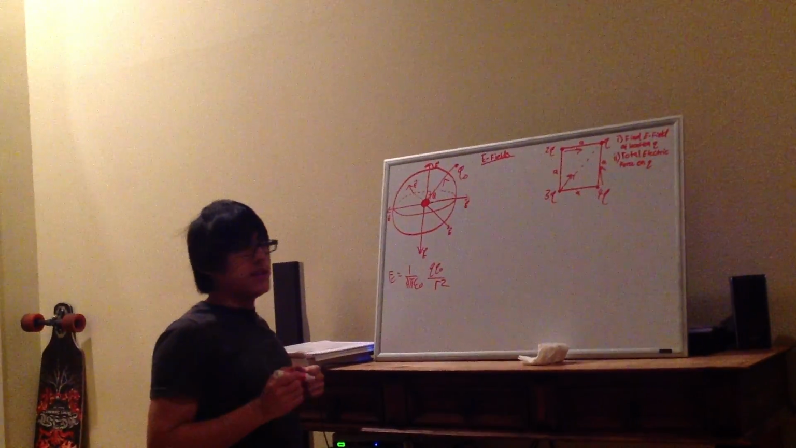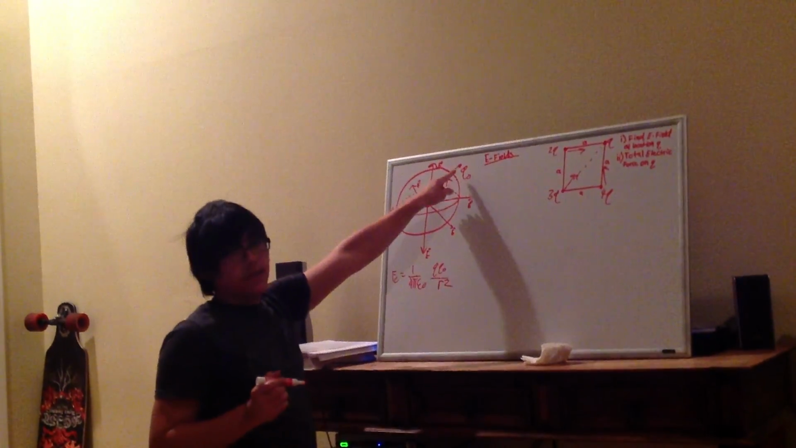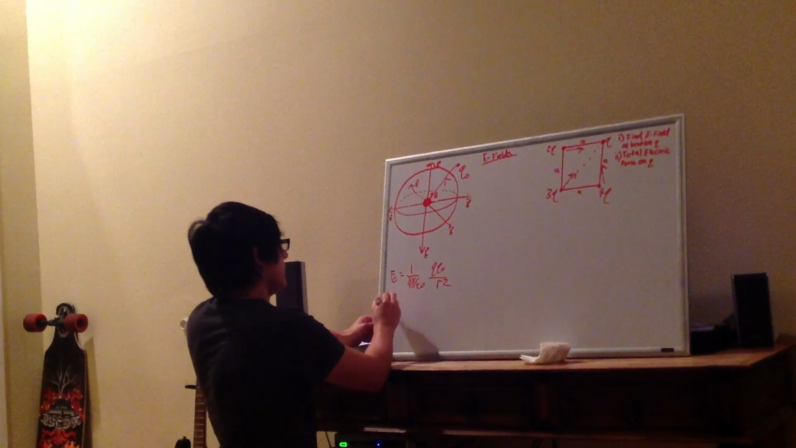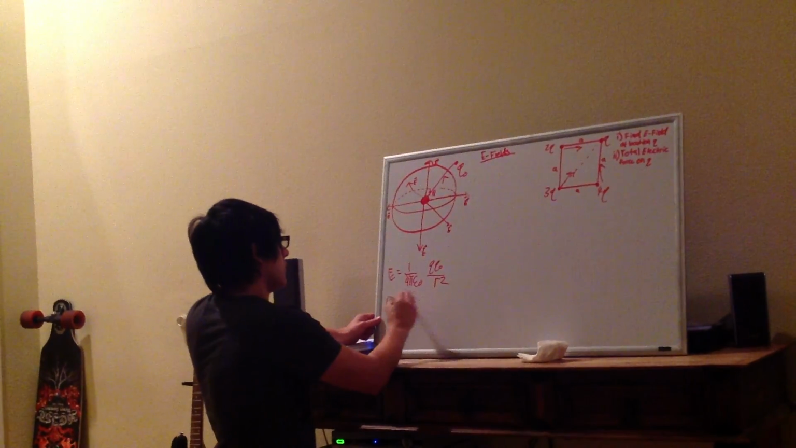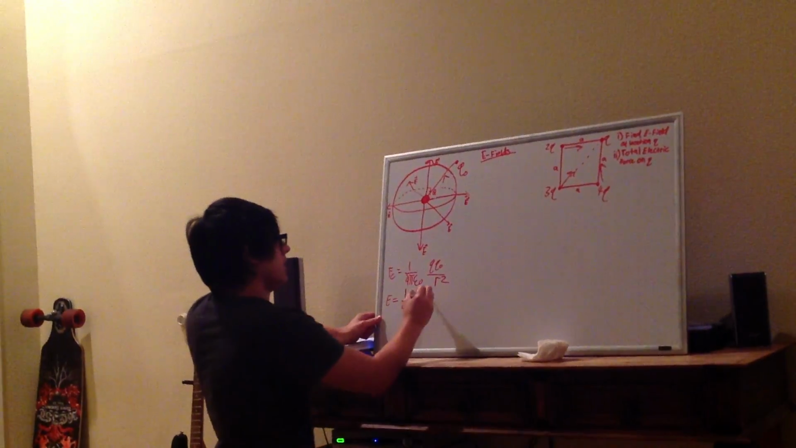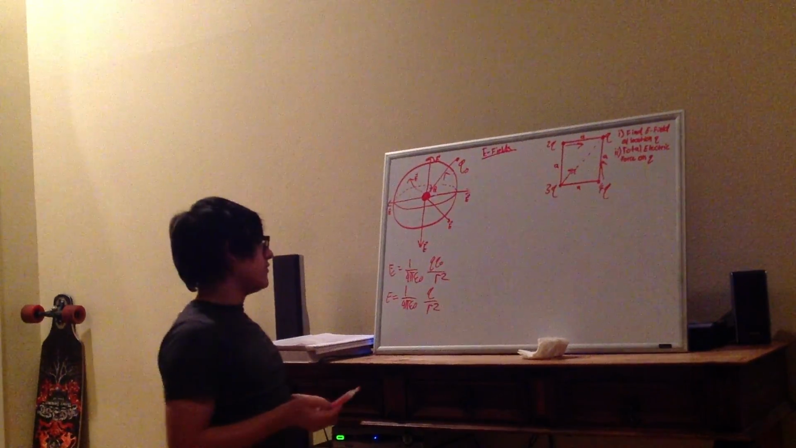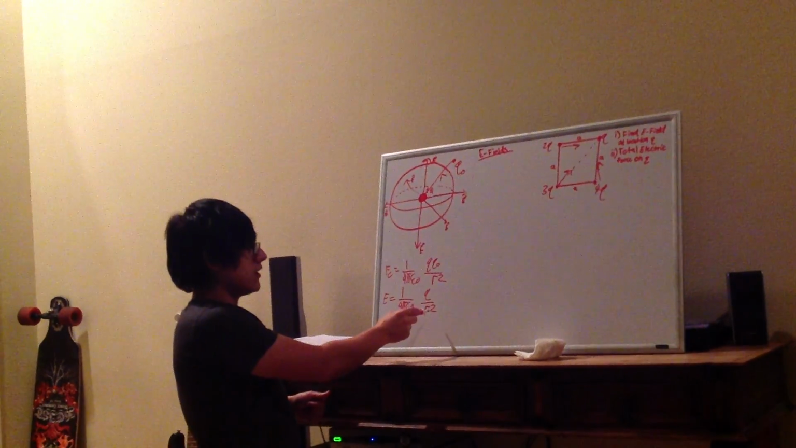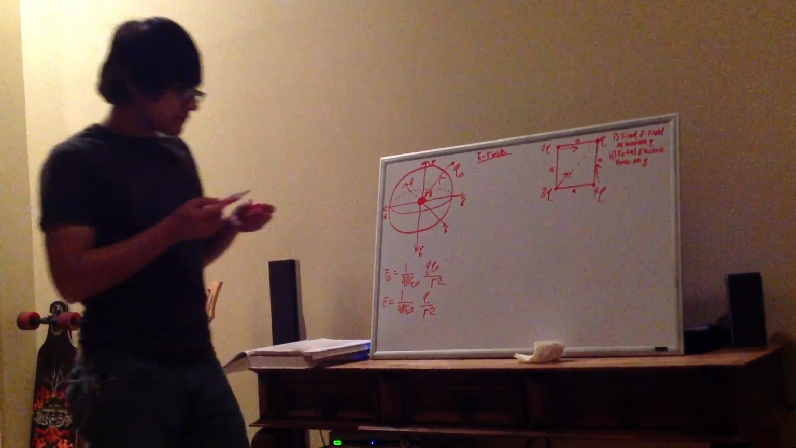Now, if I wish to find the E-field not for the test charge, but at that position Q naught, I would say that the E-field is equal to 1 over 4 pi epsilon naught Q over R squared. And this is for the E-field at any point given R.